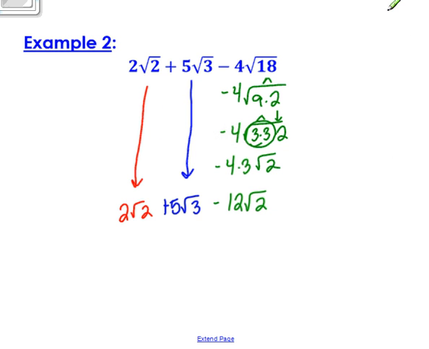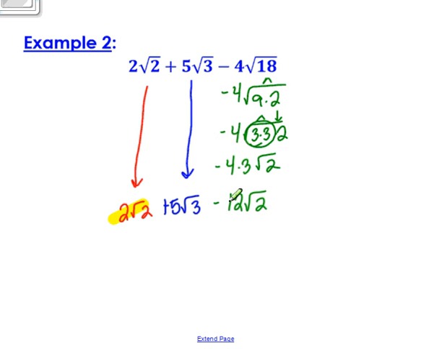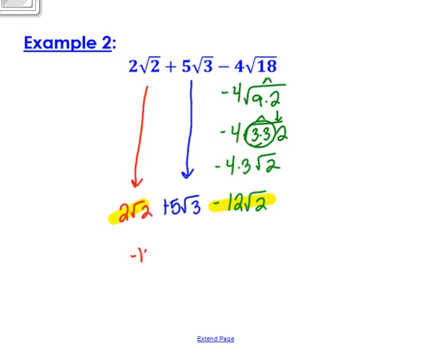Now, they're not all like radicals, but some of them are, which means I can go ahead and combine 2 square root of 2 and negative 12 square root of 2. 2 square root of 2's minus 12 square root of 2's is negative 10 square root of 2's. And then I can't combine this to anything, so I'm just going to bring it down, and this is my final answer.